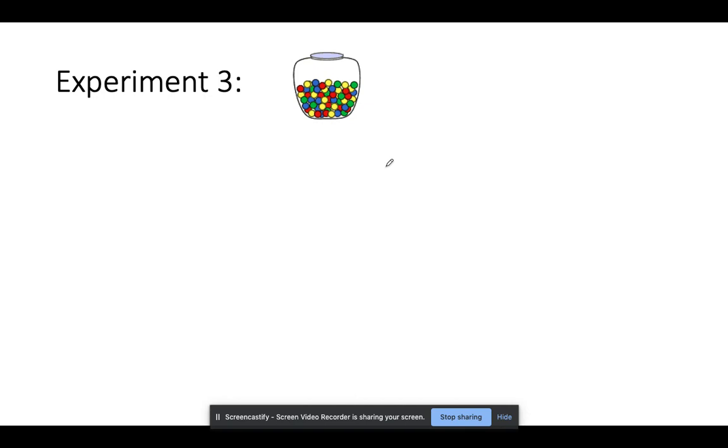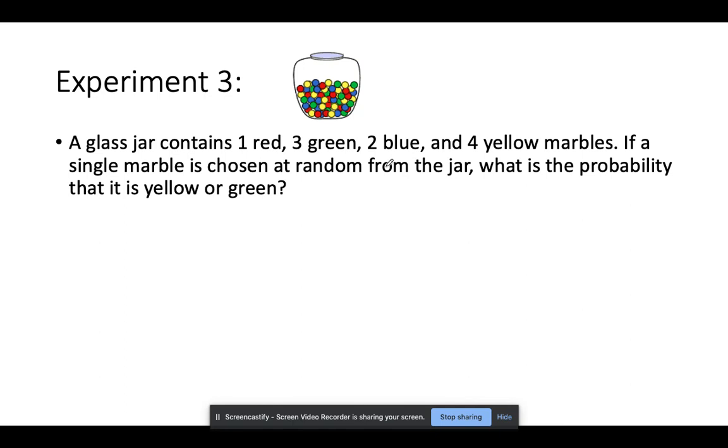Example 3. We have a jar that contains 1 red, 3 green, 2 blue, and 4 yellow marbles. If a single marble is chosen from the jar, what is the probability that it's yellow or green? We have to know what the probability of yellow is, so I've got to know how many there are in total. 1 plus 3 is 4, plus 2 is 6, plus 4 is 10. So there's a total of 10. The probability of yellow is 4/10. There are 3 green, so the probability of green is 3/10.